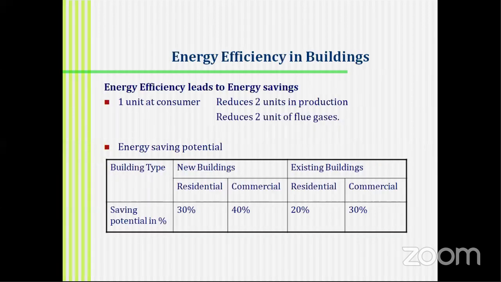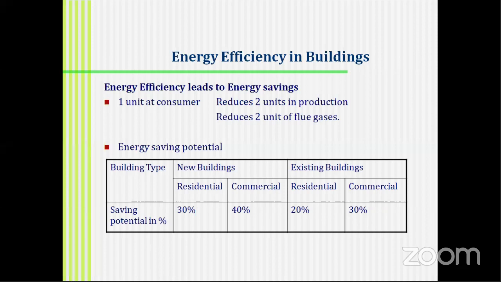And not only the energy consumption at the consumer end, because every unit that we save means that we save 2 units in the production. This is very important because we have a lot of transmission and distribution losses. So it means almost 2 units, double, is what is being produced for giving us half the amount of energy at the consuming end.